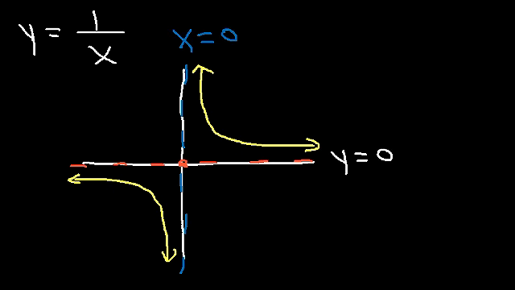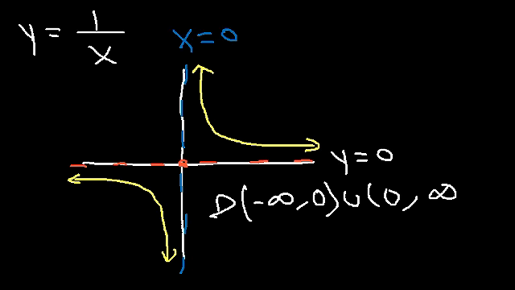Now whenever you have a rational function, you need to remove the vertical asymptote from the domain. Notice that x could be anything except 0. There's no yellow line on this vertical asymptote. So you have to remove the vertical asymptote from a domain. So the domain is going to be negative infinity to 0, union 0 to infinity. So this means that x could be anything except 0.